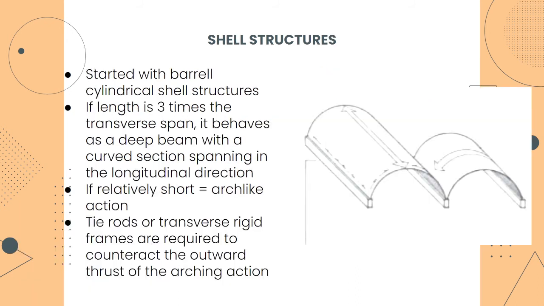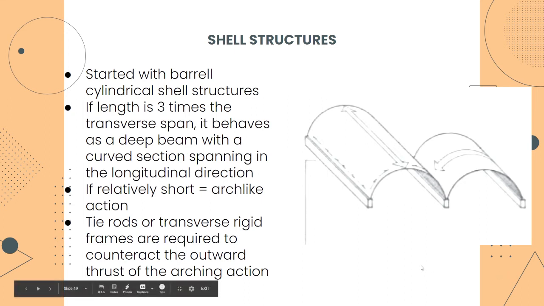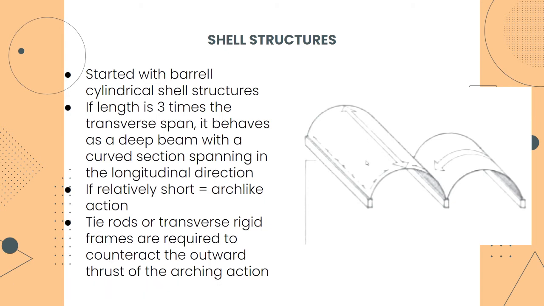So it started with the barrel. It is a cylindrical shell structure. If the length is 3 times the transverse span, it behaves as a deep beam with a curved section spanning in the longitudinal direction. If relatively short, it has an arc-like action. Tie rods or transverse rigid frames are required to counteract the outward thrust of the arching action.